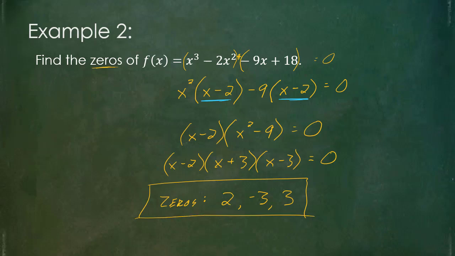Now why I shouldn't be too surprised that I got 3 zeros is, again, the degree originally was 3, so that means I had at most, from the previous statement, at most 3 zeros, and it was greater than 1, so I knew there was going to be at least 1 zero.